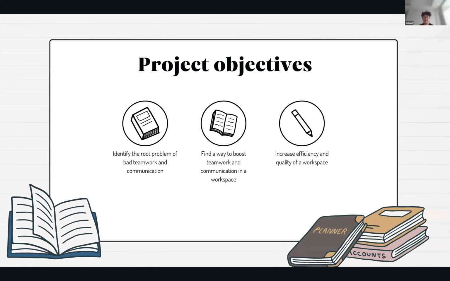So these are my project objectives for my paper. First of all, I want to identify the root problem of bad teamwork and communication. And second, find a way to boost teamwork and communication in a workspace to then increase efficiency and the quality of a workspace.